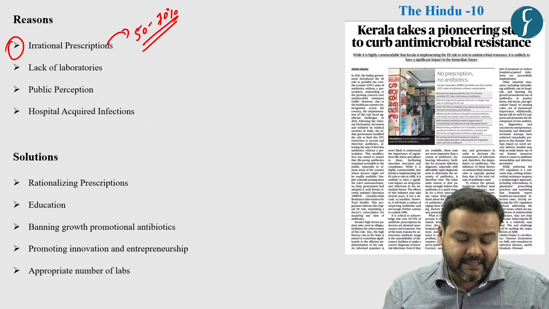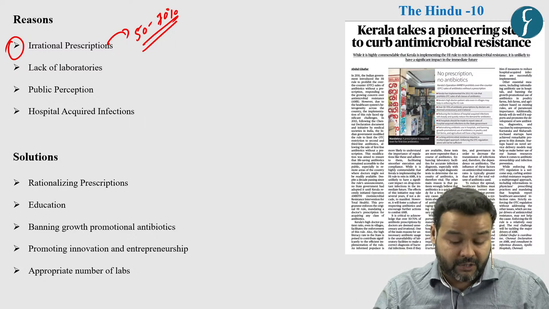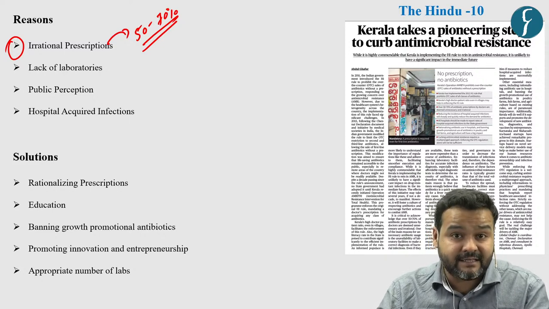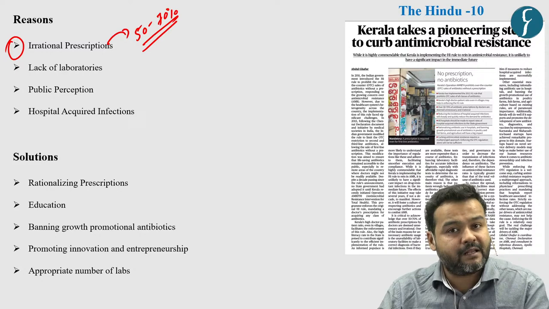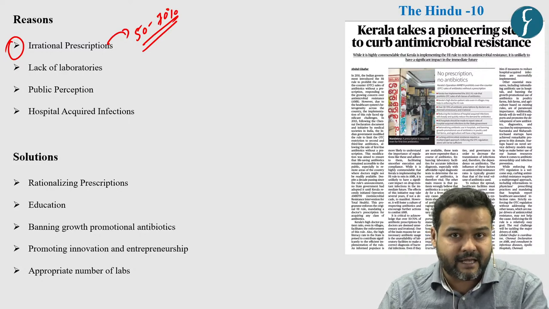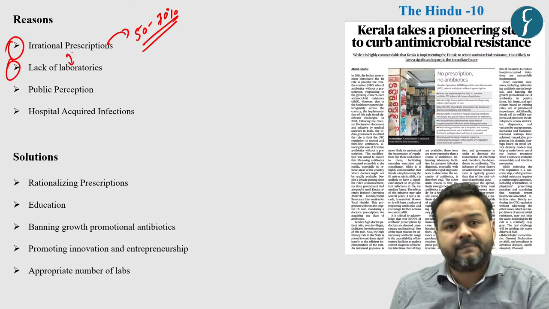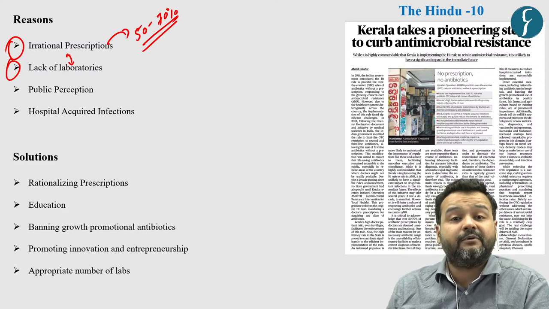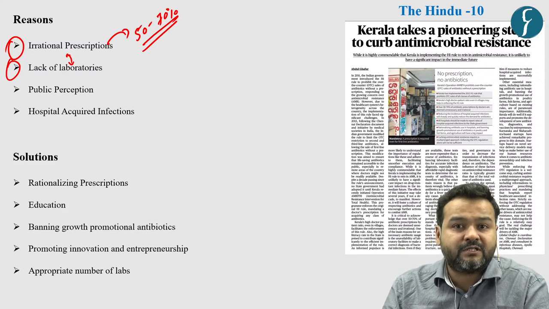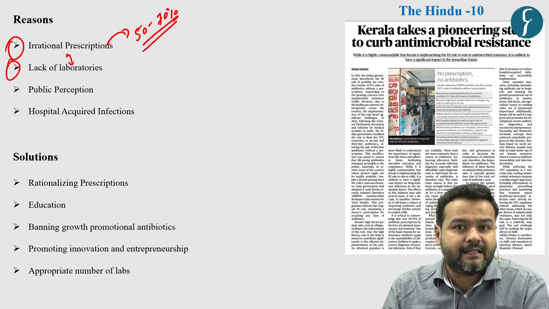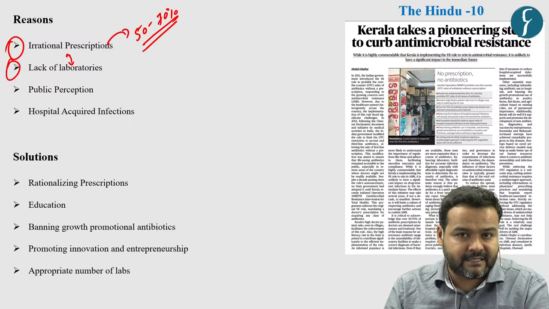So he says that the first thing one should take care of is stopping or rationalizing these prescriptions, because until this is taken care of, people are bound to get antibiotics like they are getting them now. Second, he says these irrational prescriptions exist because there is a lack of laboratories which can diagnose the disease or the complication in a proper manner. Due to the lack of these laboratories, doctors give prescriptions as per their whims and fancies. Whatever they consider right, they prescribe.